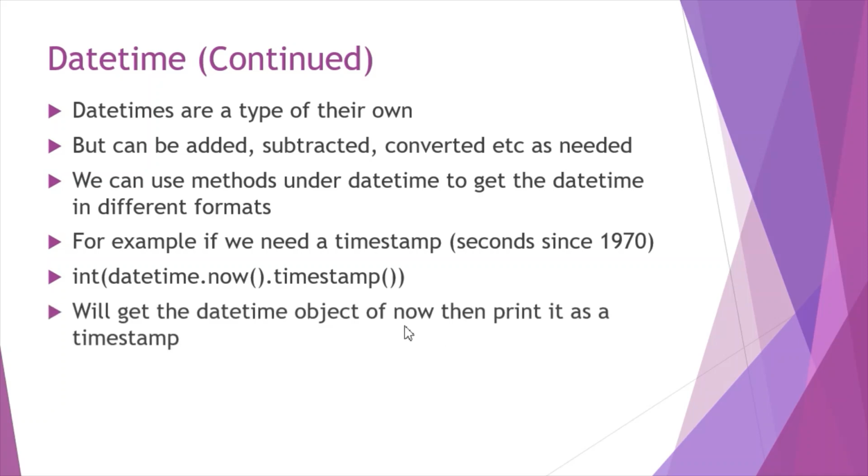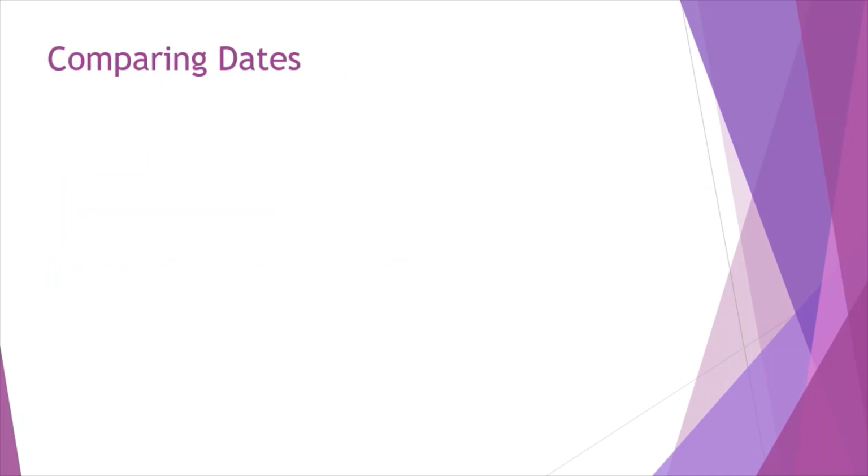This will get the datetime object of now and then print it as a timestamp with an integer. So then you can do whatever you like with the integer. You know, you can add 1 to it if you like. You can do whatever you like to it after that. So a little bit about comparing dates and times as well.